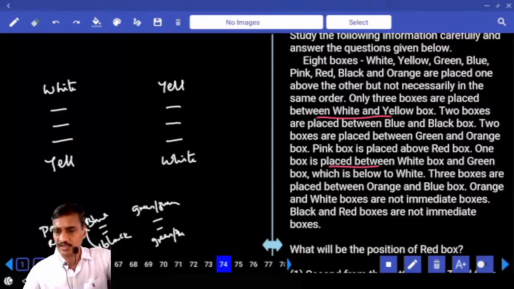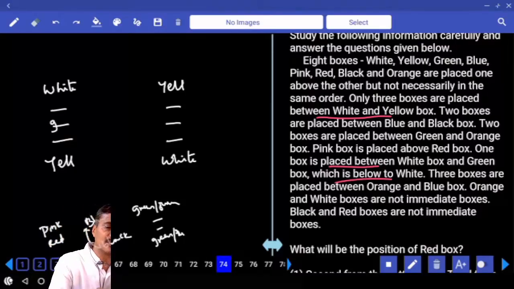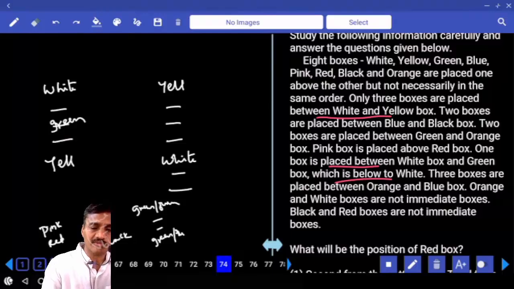Now white and green, is green below white or not? Now green is below white, this is green. Now in this one, green is below white. 1 between green and white, green must be at this place. Green in this one. Next one, between green and orange, there must be exactly 2. And green and orange, 1, 2, orange is at this place.